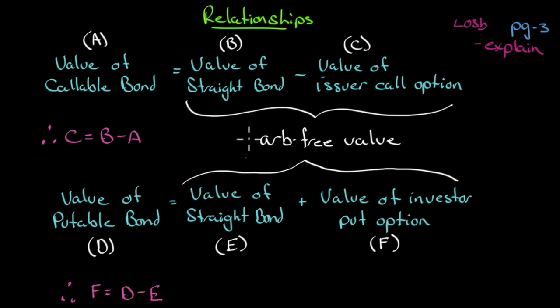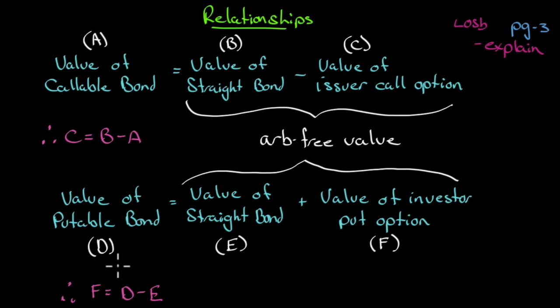Here we have the straight bond under both conditions. We're subtracting the value of the call and adding the value of the put. So we can see that they may offset each other, thereby equaling the value of the straight bond, or much closer to the value of a straight bond than either just a callable or a puttable on their own.